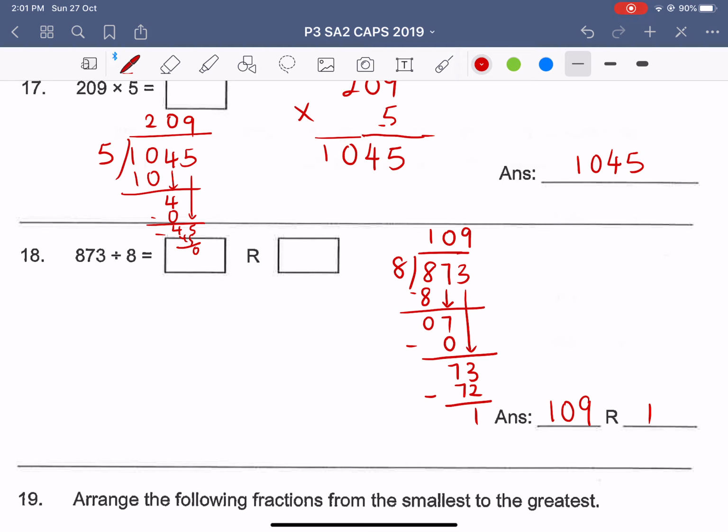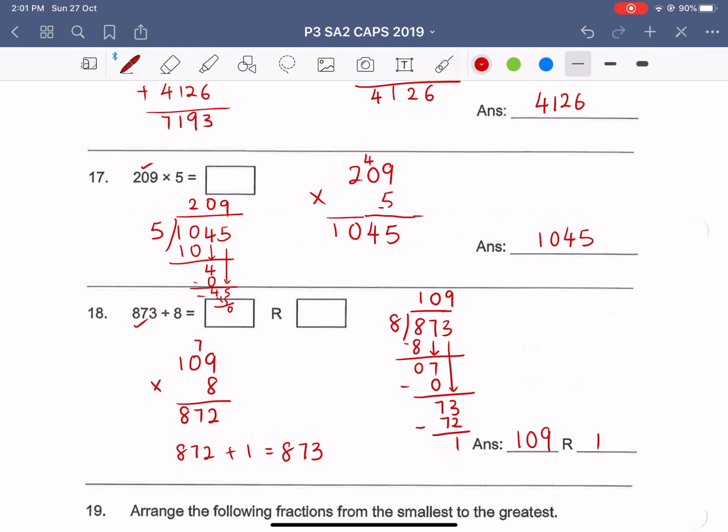Okay, so same thing, I can always check my answers. 109, I need to multiply back by 8, which gives me 72. 0 times 8 is 0, plus a 7 is 7, and 1 times 8 is 8. Then, because of the remainder 1, I need to add the remainder 1 back. So I get back 873. So it is correct. So my answer is also correct.